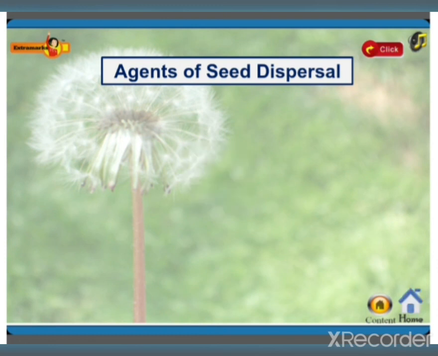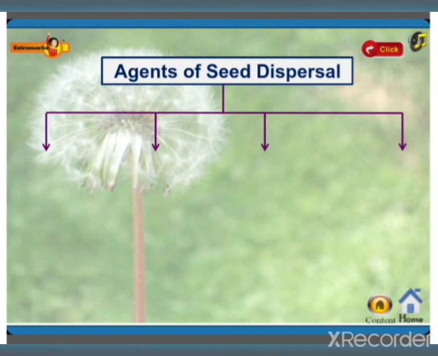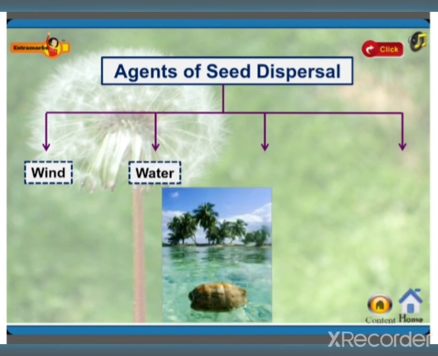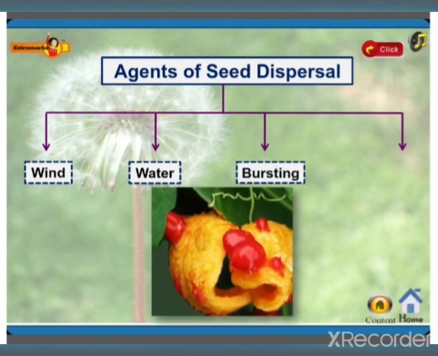Agents of seed dispersal. There are 4 agents of seed dispersal, which are as follows. Wind. The seeds dispersed by wind have certain features like lightweight and hairy surface that aid in their dispersal. Water. Seeds of many plants found near water bodies are dispersed by water. Bursting. Some fruits burst open to release seeds by sudden jerk.